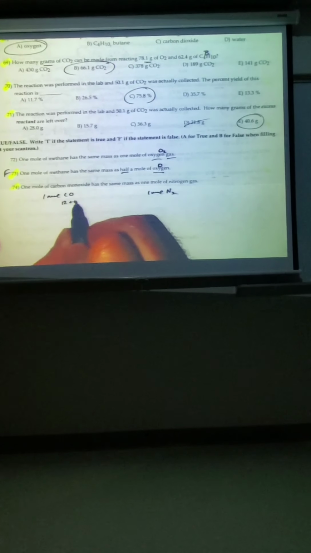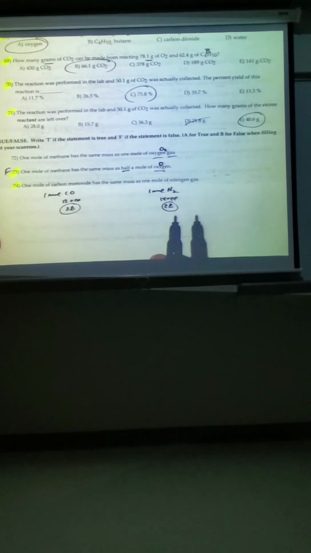74, 1 mole of carbon monoxide is the same mass of 1 mole of nitrogen gas, so 1 mole of carbon monoxide would be 1 mole of CO, and this would be 1 mole of N2. This would be 12 plus 16, which is 28. This would be 14 plus 14, this would be 28. So that one is true, within rounding error.